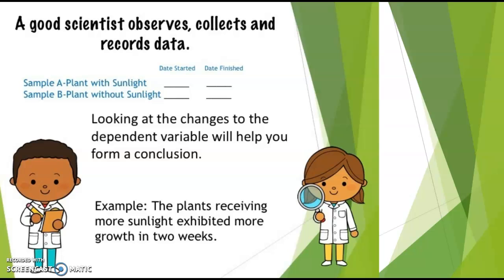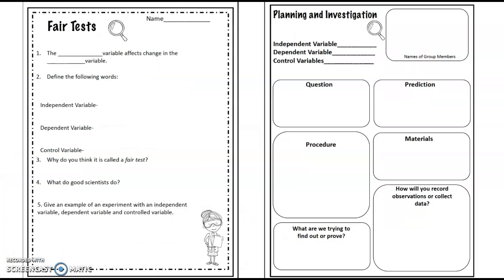So an example would be sample A, a plant with sunlight, the date it started, the day it finished, and what happened. Sample B, plant without sunlight, the day it started, the day it finished, and what happened. So looking at the changes of the dependent variable will help you understand what happened. An example would be the plants receiving more sunlight had more growth in 2 weeks. So sunlight did affect it as far as growth goes.